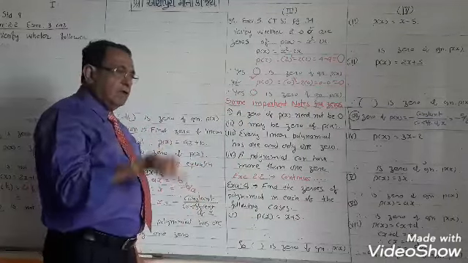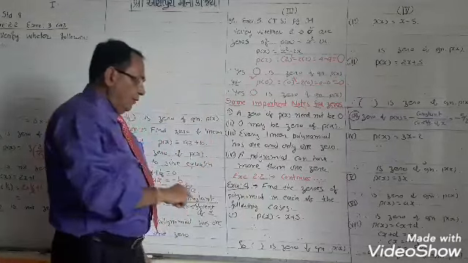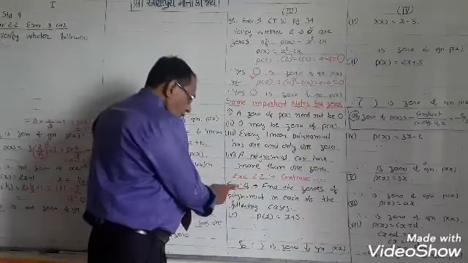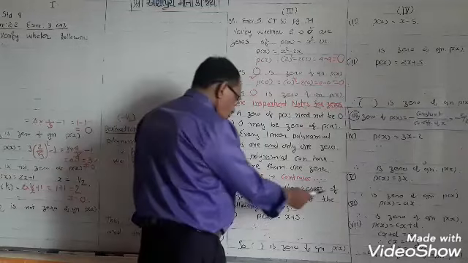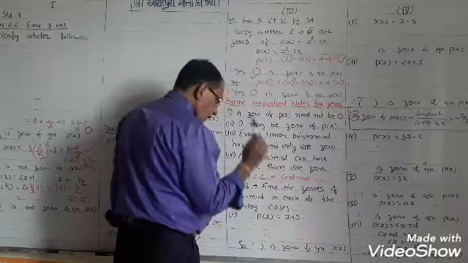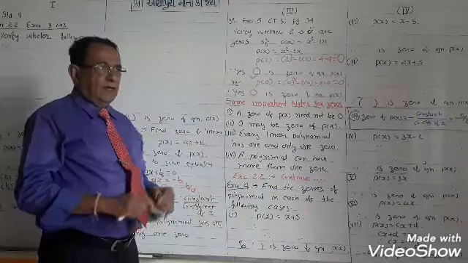Now again we will take exercise number 2.2. Continue. Up to here we have done 3. Now example number 4. Find the zeros of the polynomial in each of the following cases. p(x) = x plus 5.